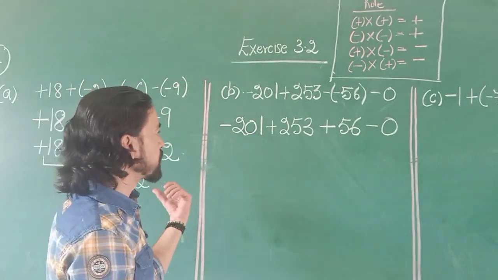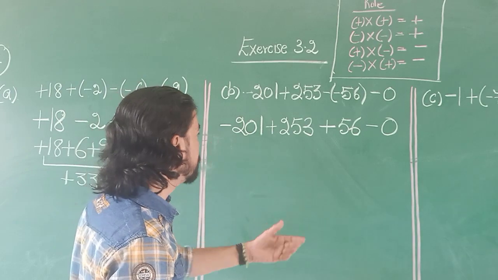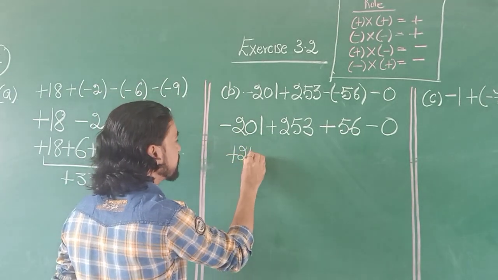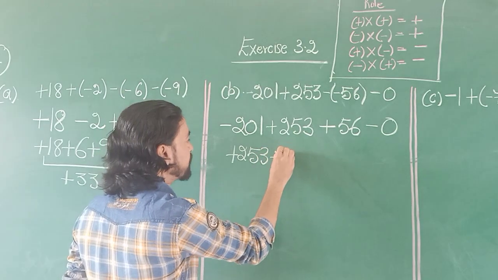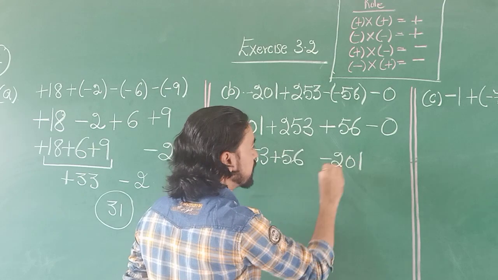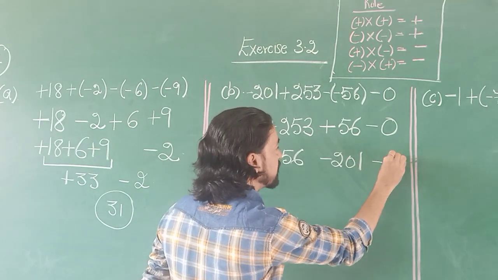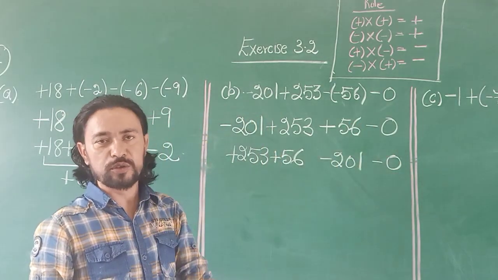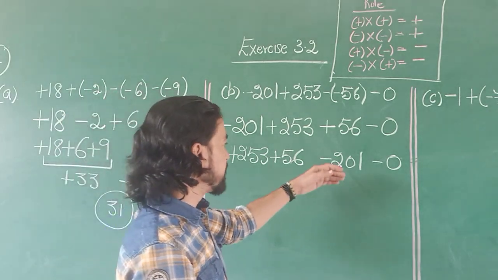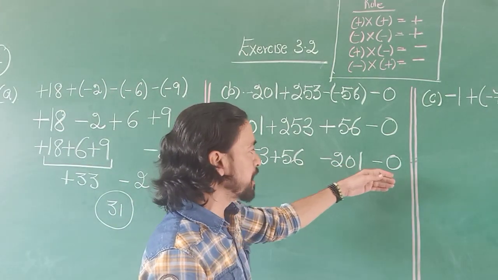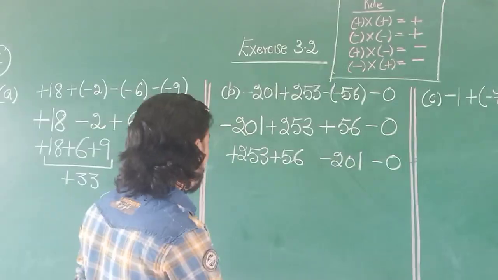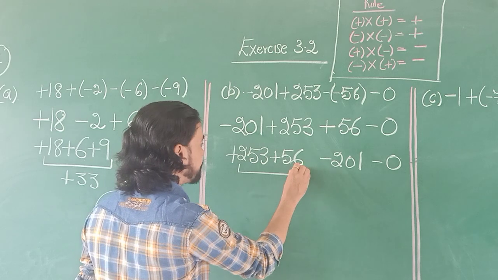Now let's put the positives to one side and negatives to one side. So I have plus 253 plus 56 minus 201 and minus 0. This minus 0 is basically not going to make any difference to our answer. It's not going to be, because when I take minus 201 and from that I minus 0, the answer will be minus 201. Now I add my positives.